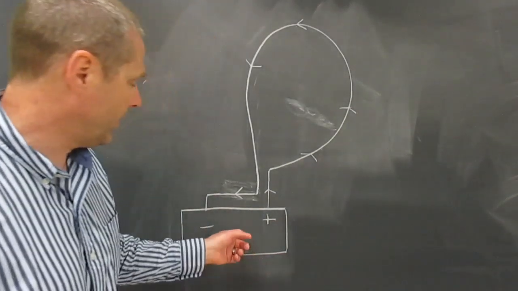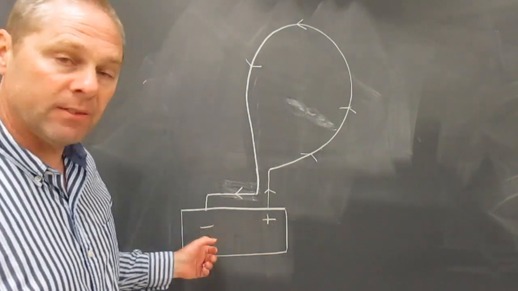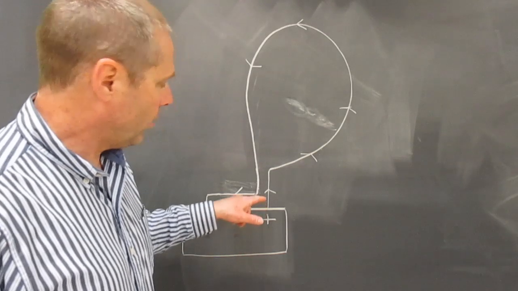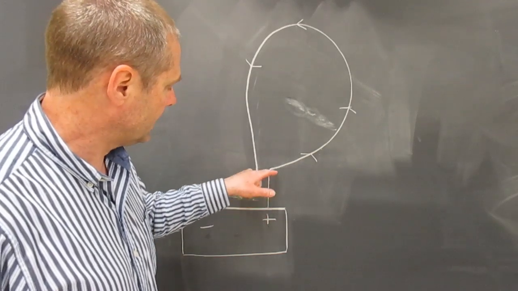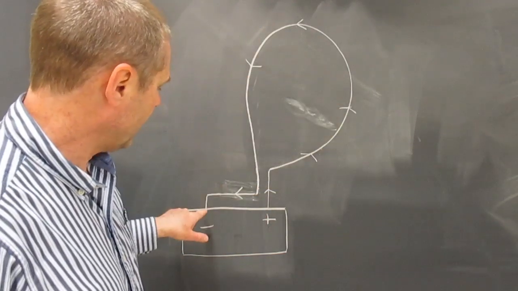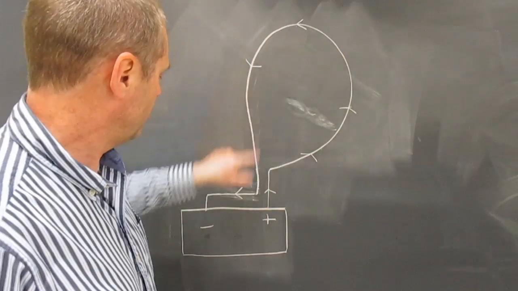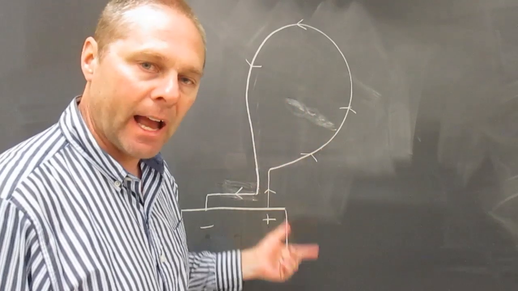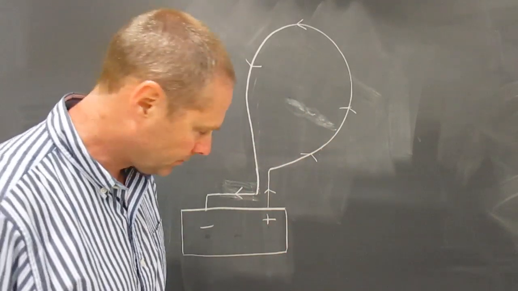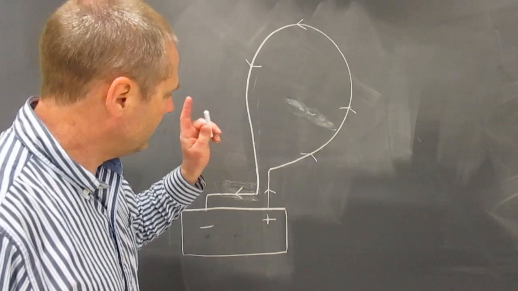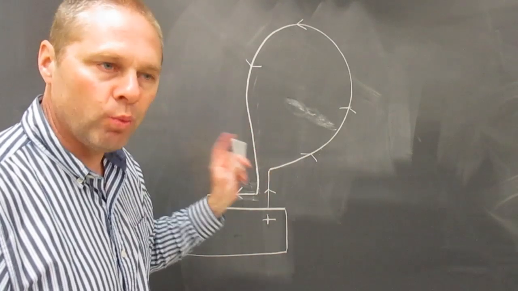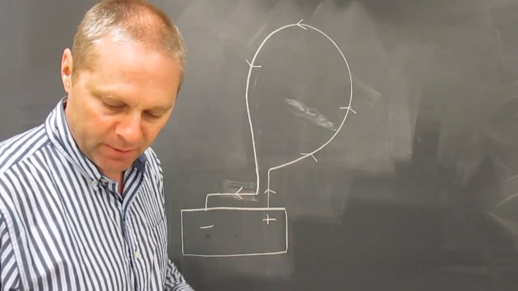What we have here is a battery with a positive and negative terminal. We have a wire loop going from the positive terminal to the negative terminal, and the current is flowing from the positive to the negative, and this path is in a counterclockwise position. Now, this current in this wire is going to produce a magnetic field.